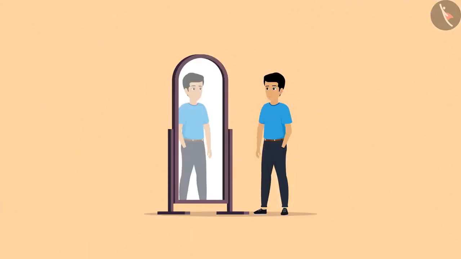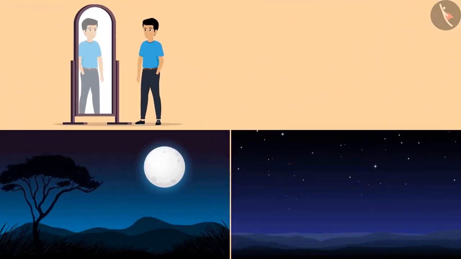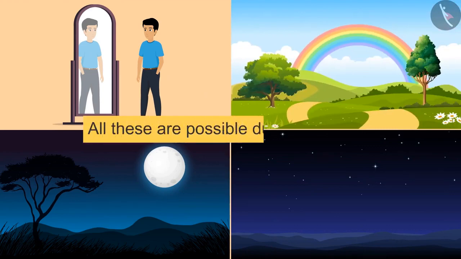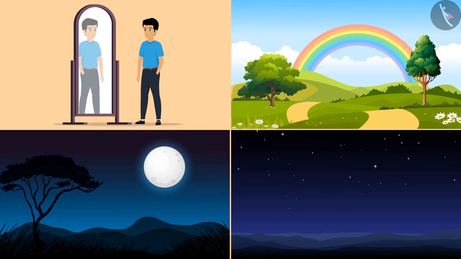Image formation by mirrors, twinkling of the stars, various shining phases of the moon, appearance of a rainbow after the rain. All these are possible due to light only. Without light, we won't be able to see any of these phenomena.